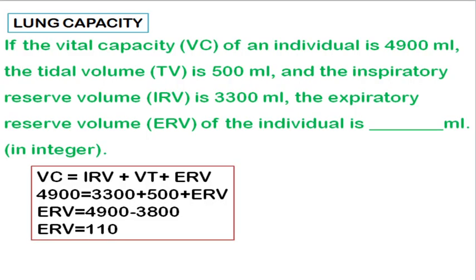Next is from animal system physiology, with regard to lung capacity. The vital capacity of an individual is 4,900 ml, the tidal volume is 500 ml, and the inspiratory reserve volume is 3,300 ml. What is the expiratory reserve volume? If you already know the formula, you can easily apply it. See, this formula is universal. Vital capacity is equal to inspiratory reserve volume plus tidal volume plus expiratory reserve volume. From that you can easily calculate the expiratory reserve volume. So memorize the formula: VC is equal to IRV plus TV plus ERV.